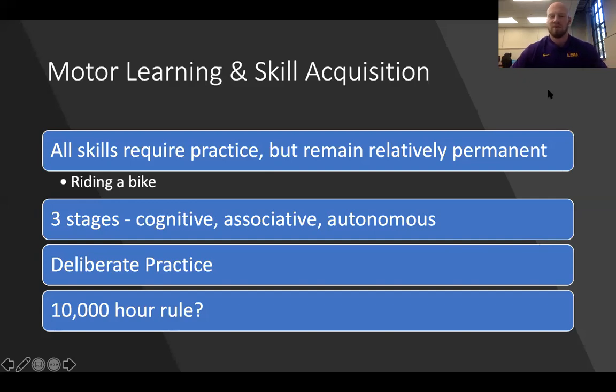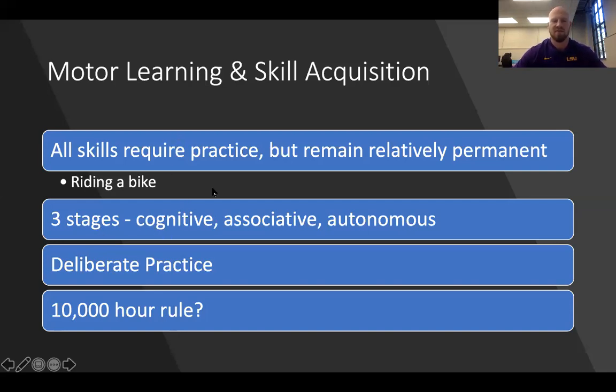So, motor learning and skill acquisition. All skills require practice, but once we practice them, they remain relatively permanent. For example, riding a bike. We all started with training wheels. We all twisted and turned and didn't really know how to ride a bike. But I haven't ridden a bike in months or a year, and I could jump on a bike and ride it easily, because learning is relatively permanent. Once we have those skills, we can always go back to them and use them.